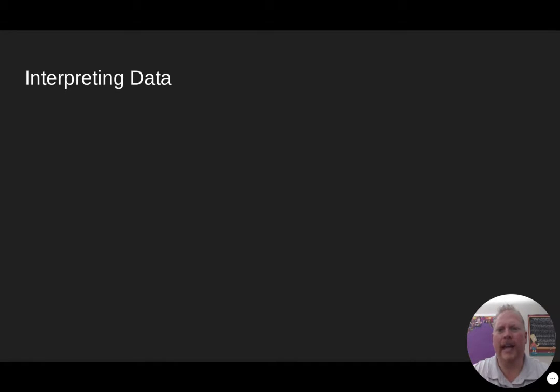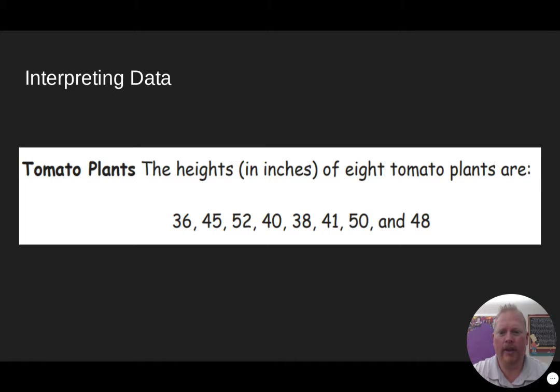Because sometimes we have data and it's just a little bit of data. And so if we have something like this talking about the height of tomato plants, we can look at those numbers and there's not a whole lot of numbers there. So we can kind of get a sense for how tall these plants are.